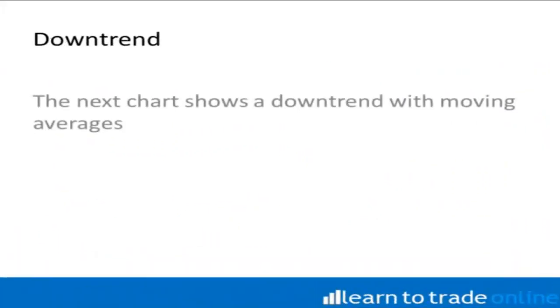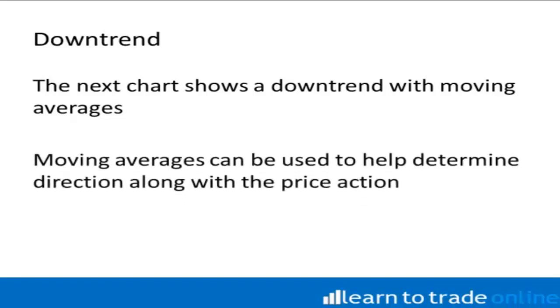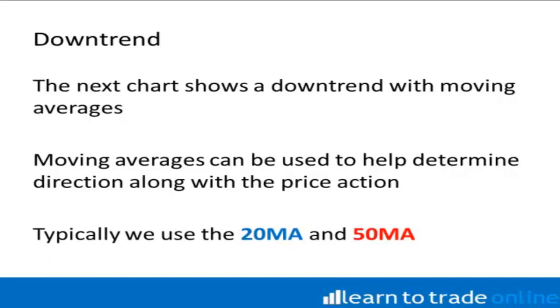Now with downward trends, the next chart I'm going to show you also has some moving averages on to help us identify the downward trend. And the moving averages are used alongside the price action. It's not just a case of using one or the other, we're using several things to build up a solid picture of what's really going on. And again, we're going to be using that 20 moving average in blue, and we're going to be using that 50 moving average in red.